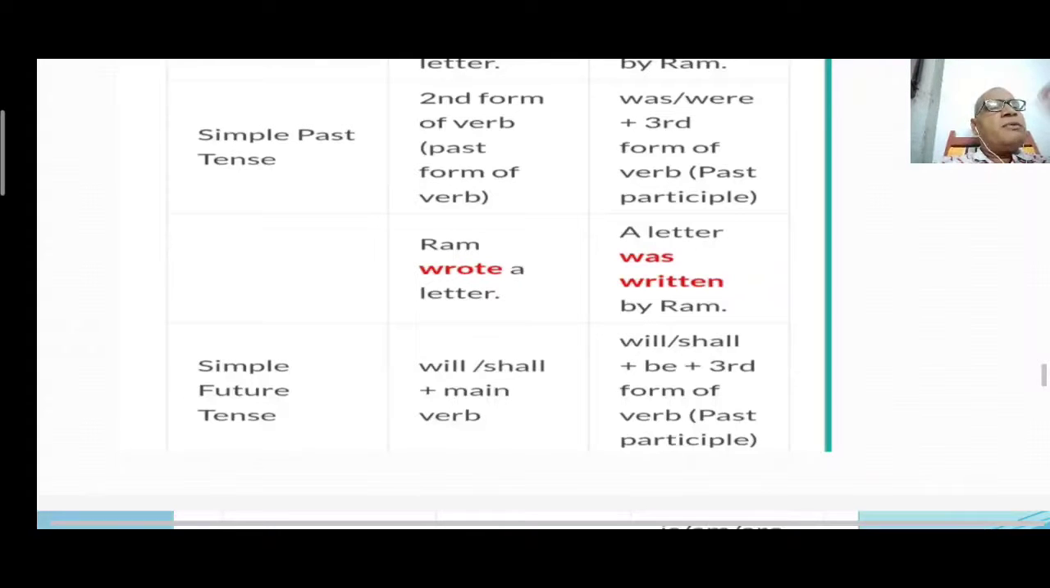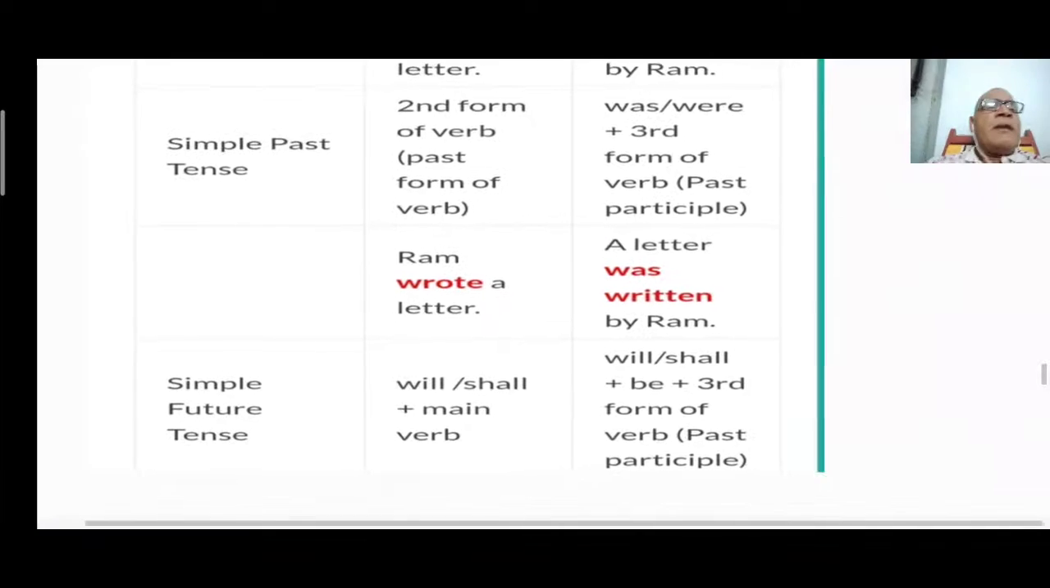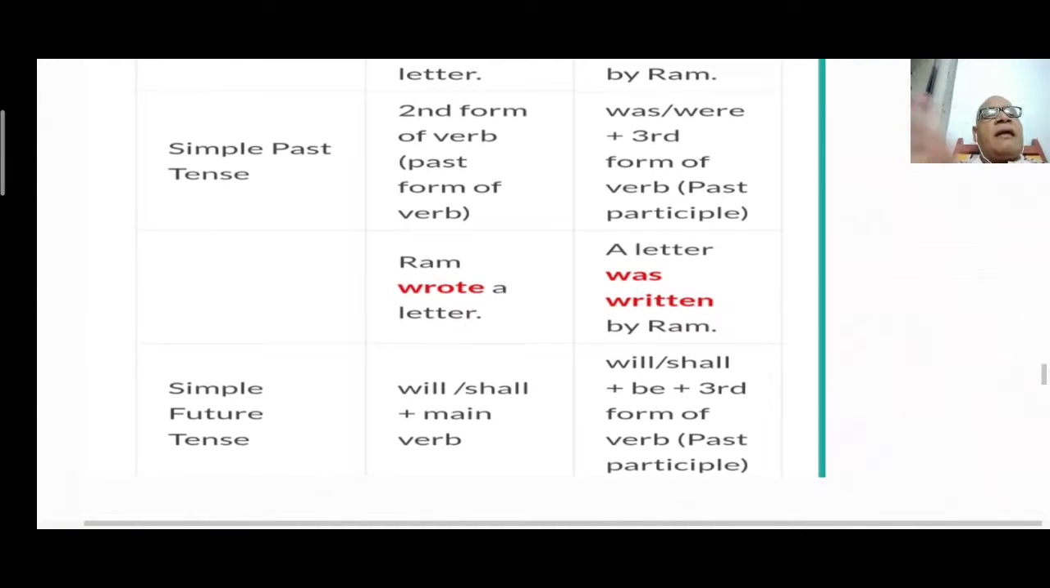But shall can be used only for I and we. If we use he shall, it is more intensified. It indicates the intensity of the happening of the work. The probability of happening is more in this case. So that is the difference we can find if we are changing will or shall.